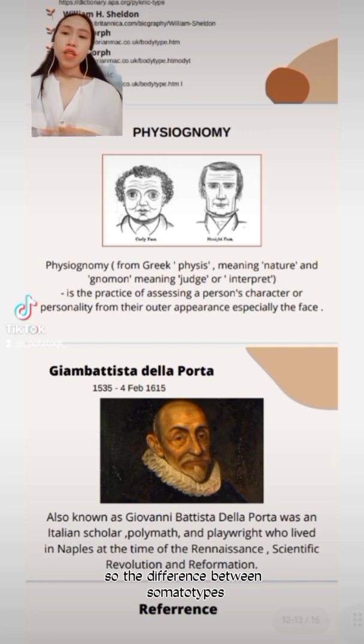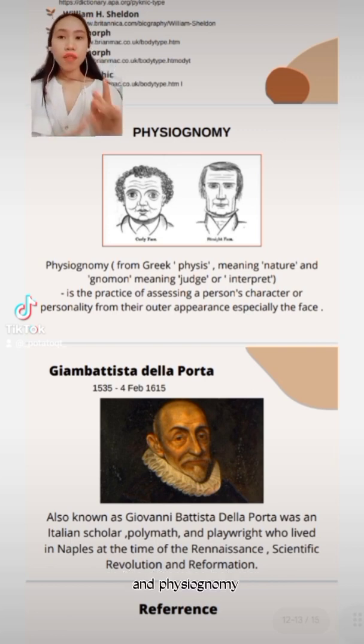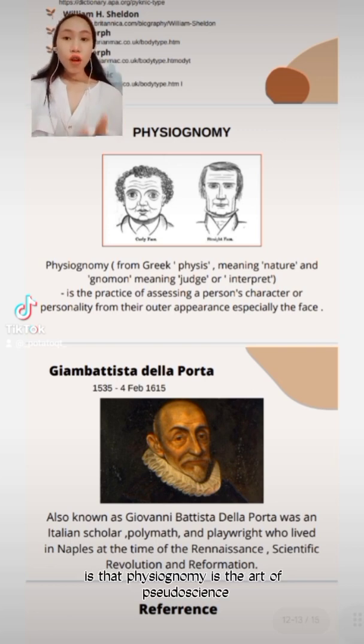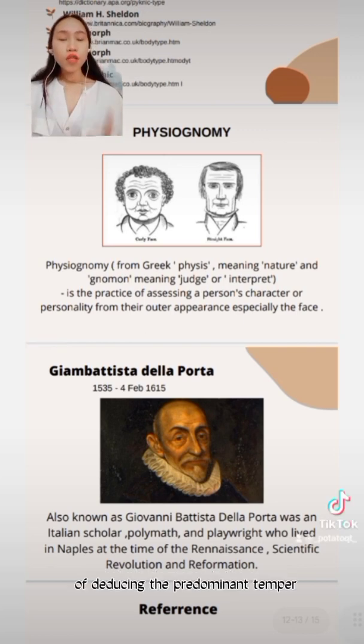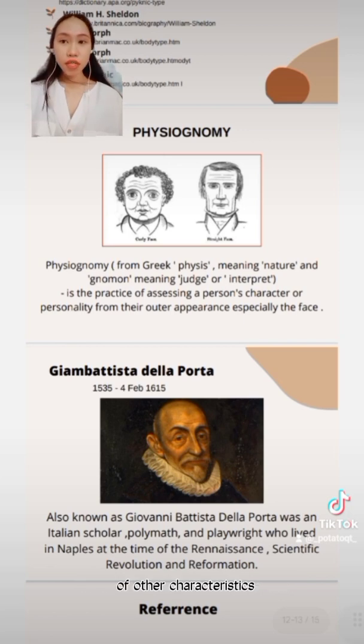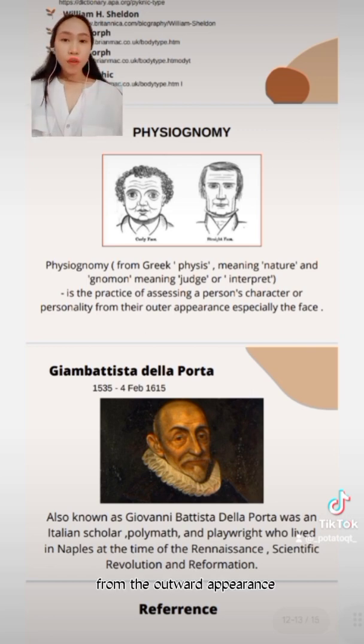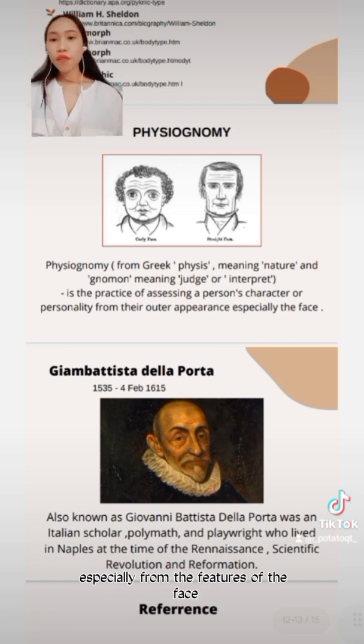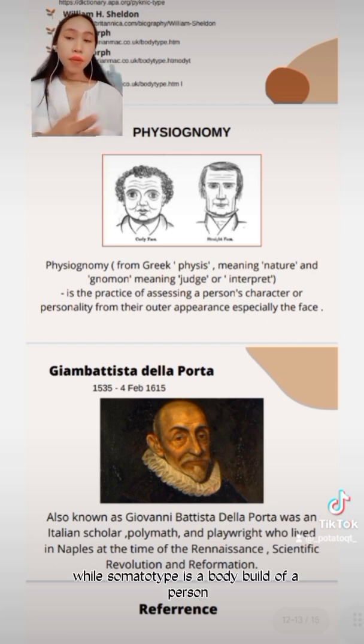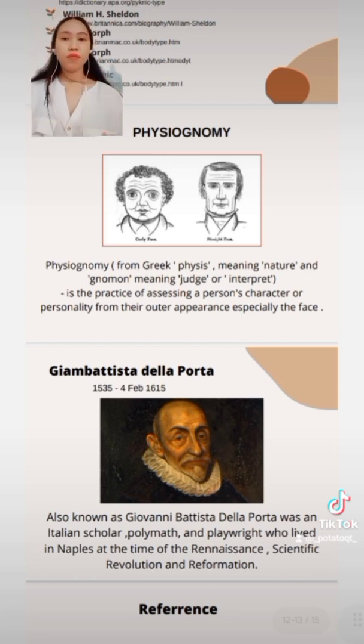The difference between somatotype and physiognomy is that physiognomy is the art or pseudoscience of deducing the predominant temper or other characteristics and qualities of the mind from the outward appearance, especially from the features of the face, while somatotype is the body build of a person.